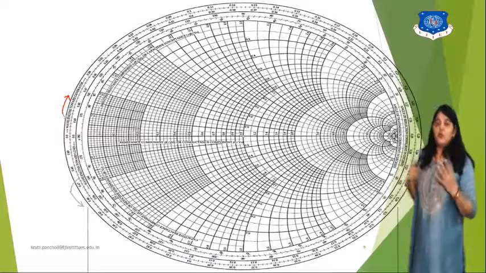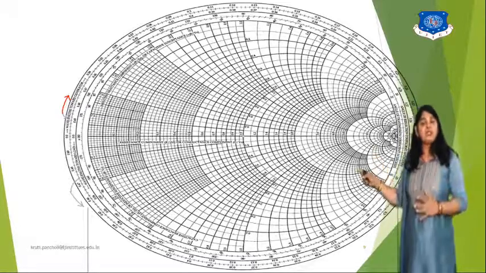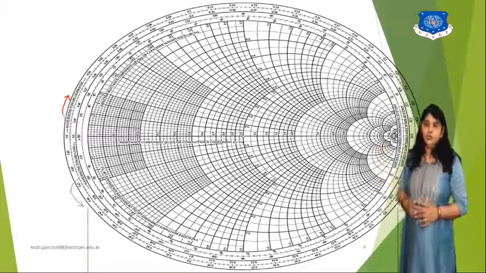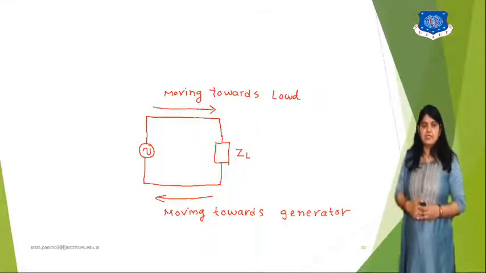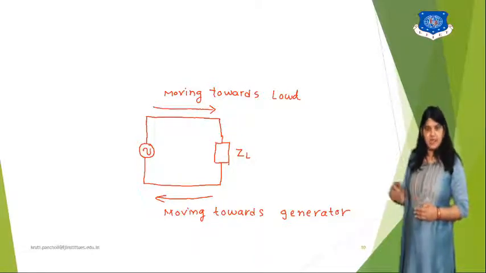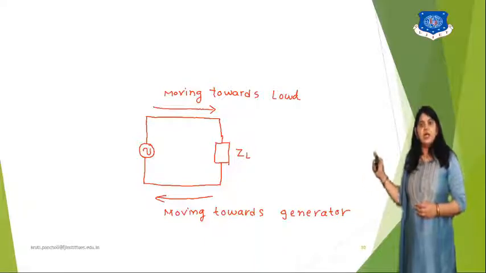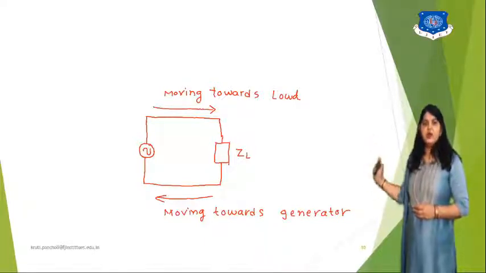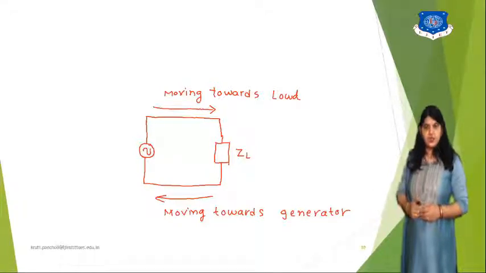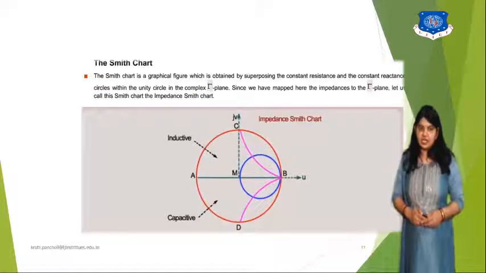Moving toward the load and toward the generator, everything is mentioned on the Smith chart. Here is a simple diagram: one is the generating end, the source, and the other is ZL, the load end. So what is moving towards the load? And this direction shows the movement towards the generator.